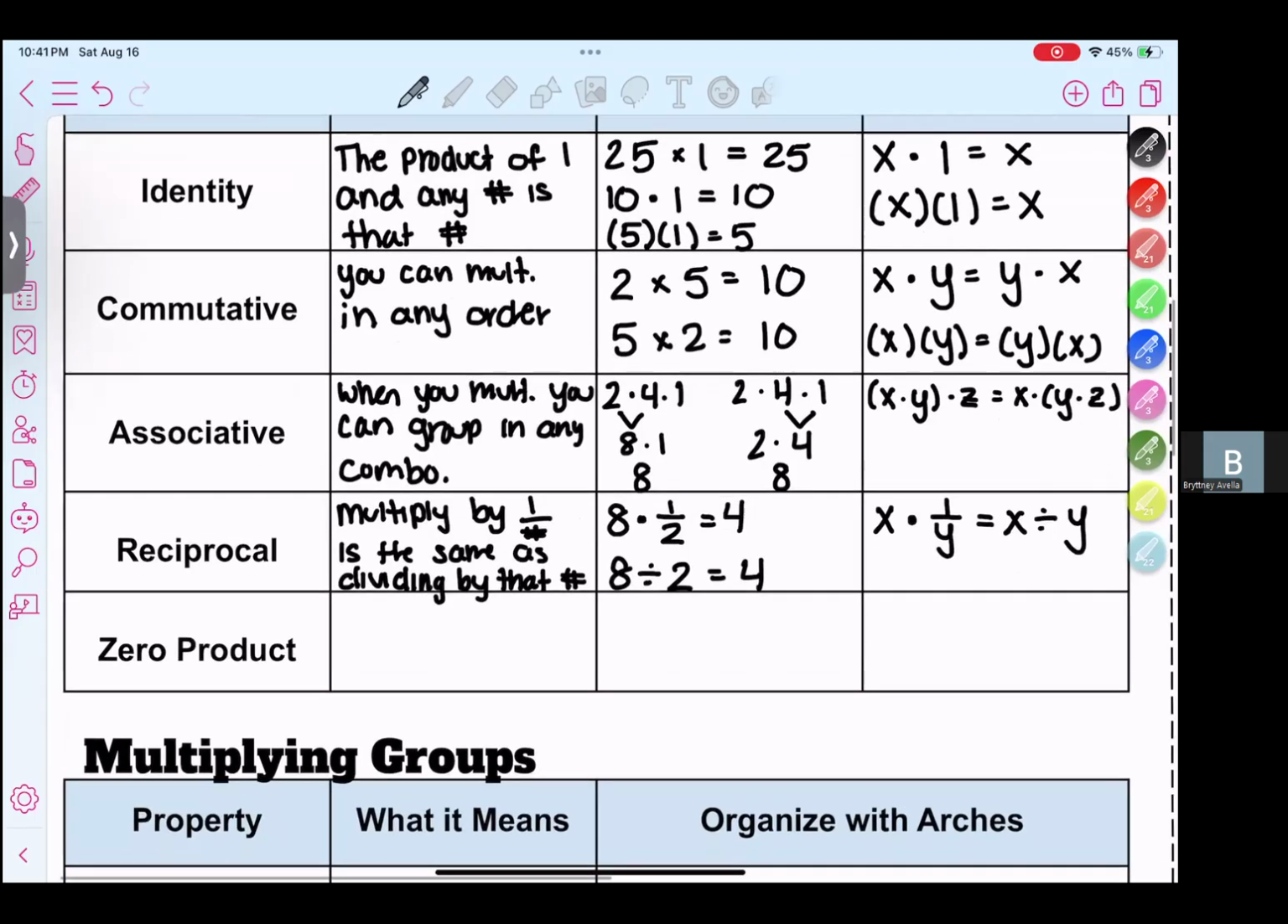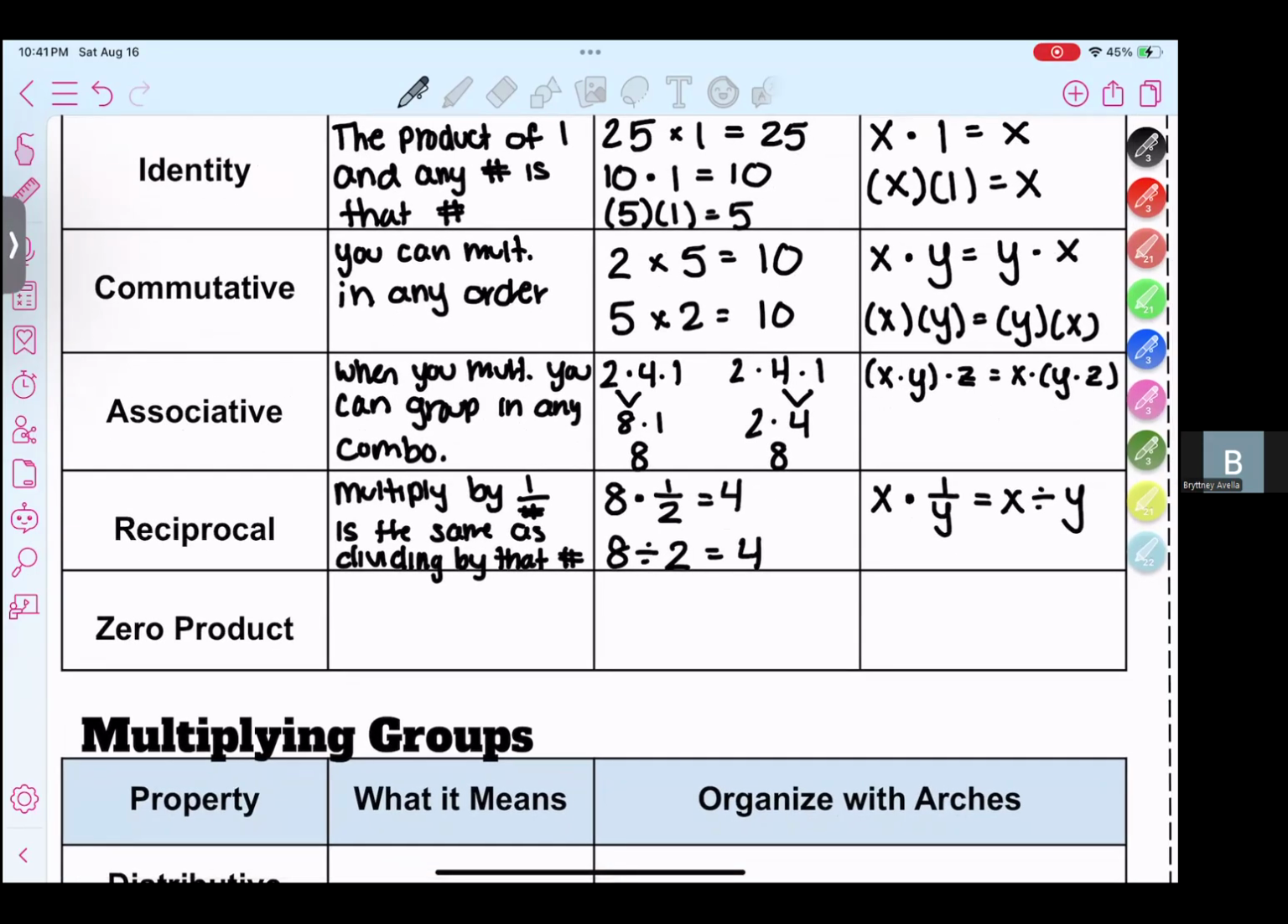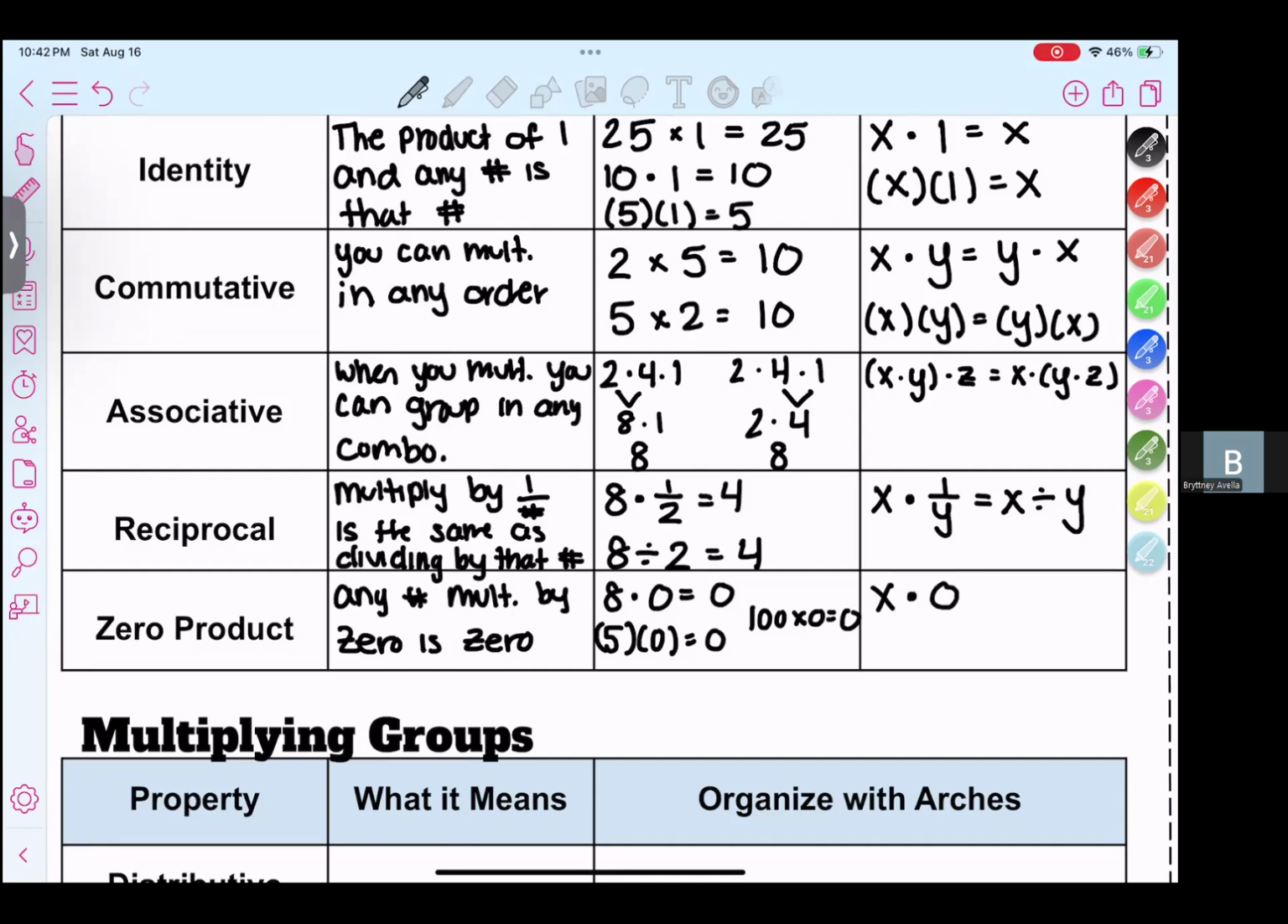And our last multiplication property here is the zero product, which we did talk about a little bit in our multiplication lesson. So the zero product is any number multiplied by 0 is 0. So 8 times 0 is 0. 5 times 0 is 0. 100 times 0 is 0. Any number. So written out in symbols, we have x times 0 equals 0.